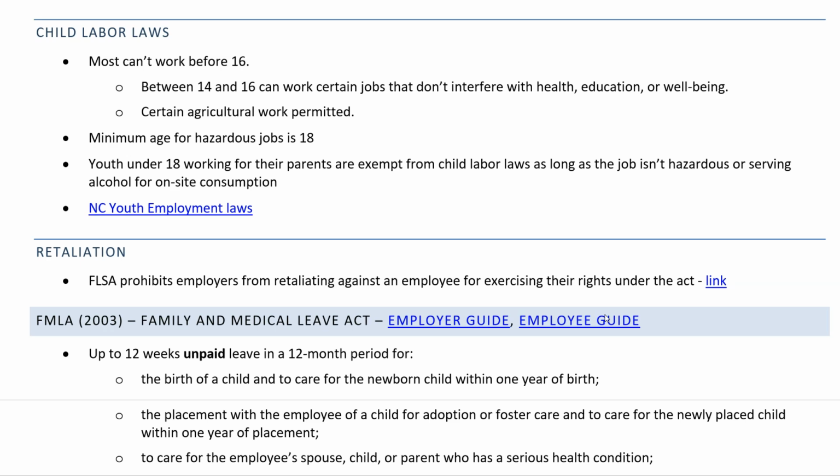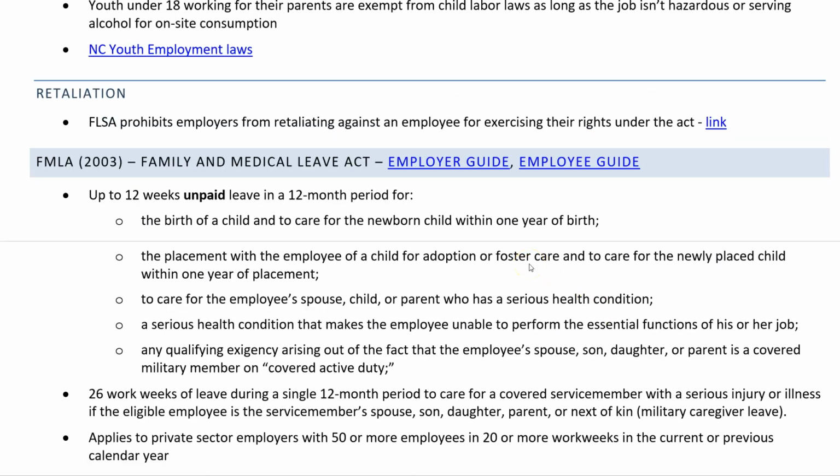For youth who are under 18, there is an exemption here for young people working for their parents. Okay, so if you're working for a family business, your family can get you working as early as they want, and there's an exemption there as long as the job isn't hazardous or serving alcohol for on-site consumption. And then I gave you a link there to learn more about North Carolina's specific youth employment laws, but it's basically the same thing as the federal that I gave you there.